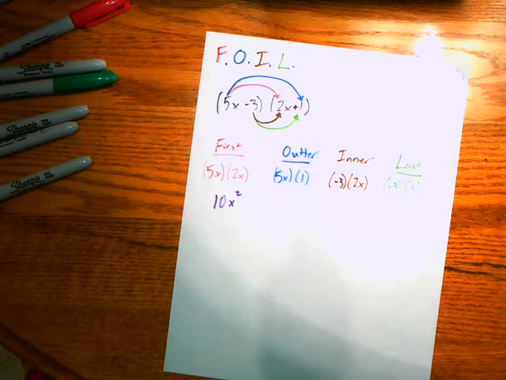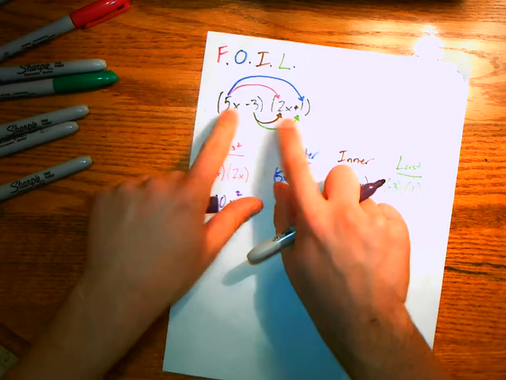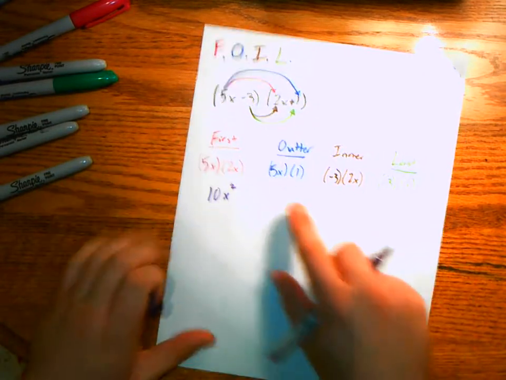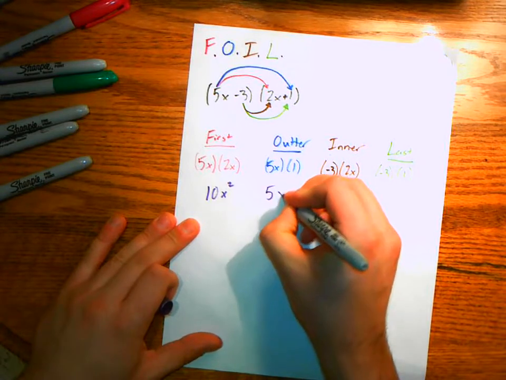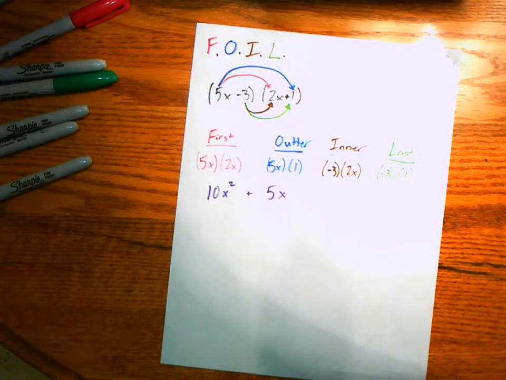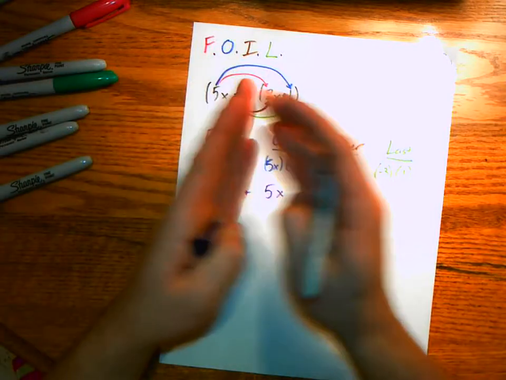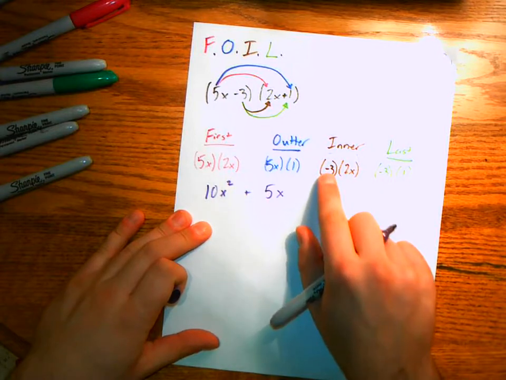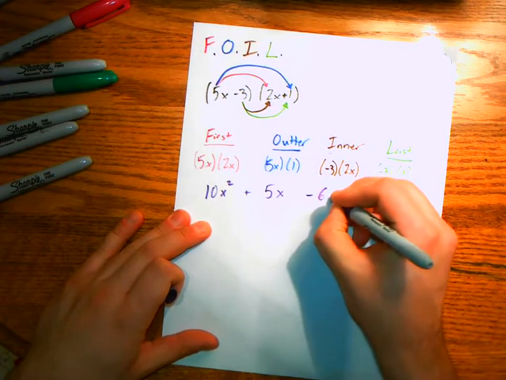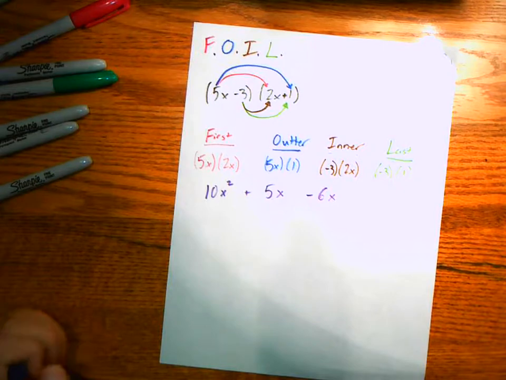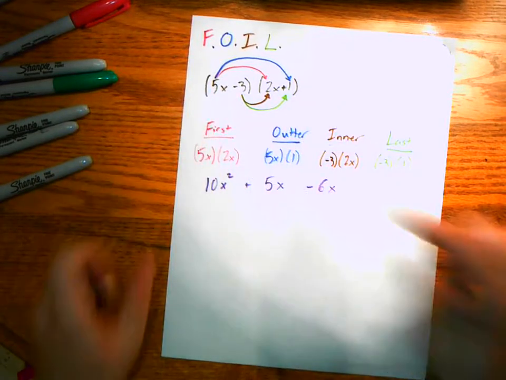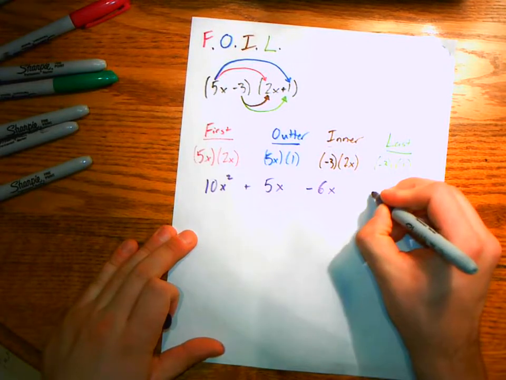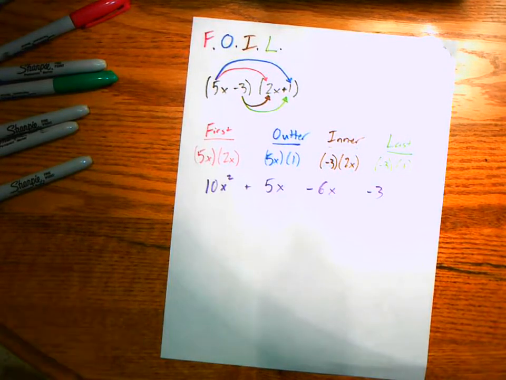Outer means you look at the two binomials and you multiply the two farthest out terms. 5x is on the farthest left, 1 is on the farthest right or the farthest outside. So 5x times 1 is 5x. Inner means you multiply the two terms that are closest together or on the inside of the two binomials, which is negative 3 and 2x. When you multiply those two together, you get a negative 6x. And then last means you look at the two binomials. What are the two terms that are written last? Negative 3 is written last in the first one, and 1 is written last in the second one. So that gives you a negative 3.